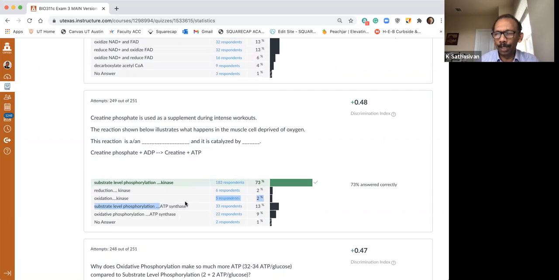That's where ATP synthase comes in. So you have to understand the mechanism, also remember some key facts. Just because something is making ATP doesn't mean it's an ATP synthase.